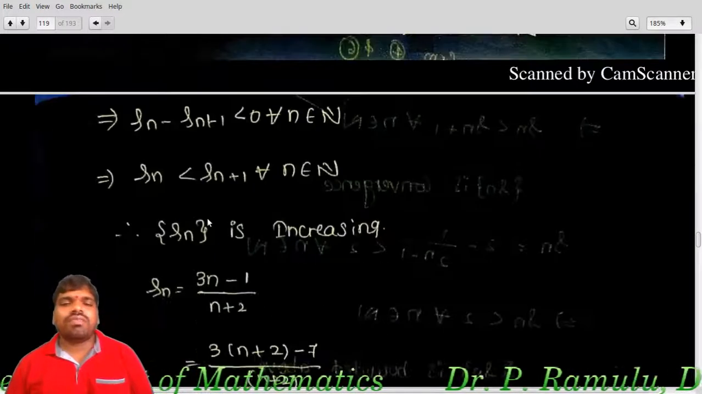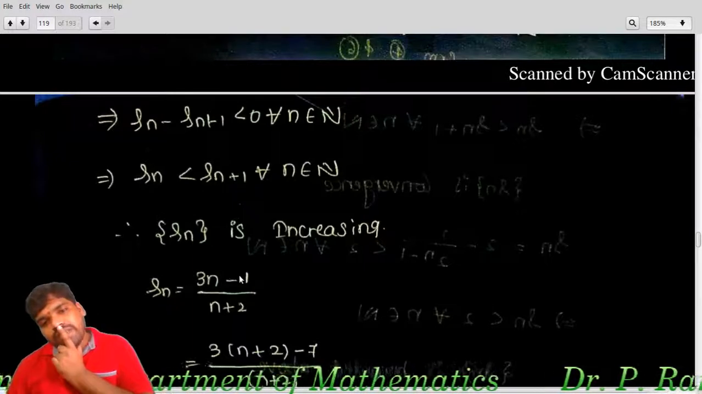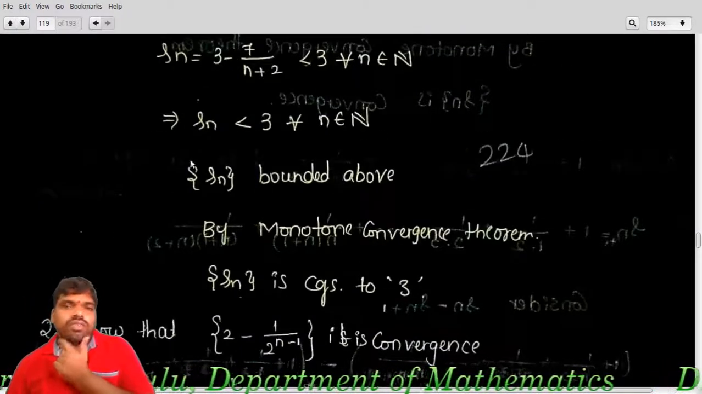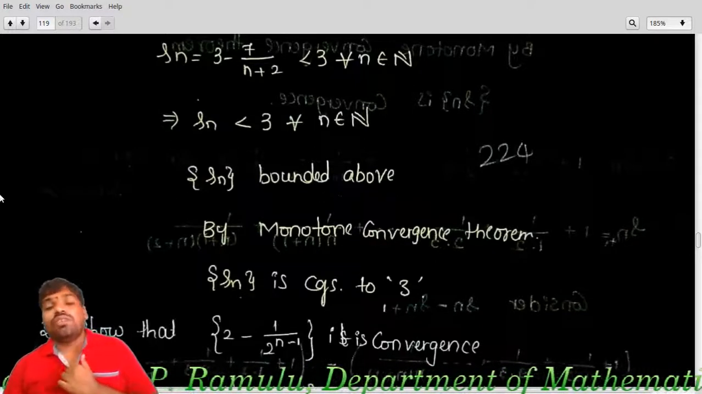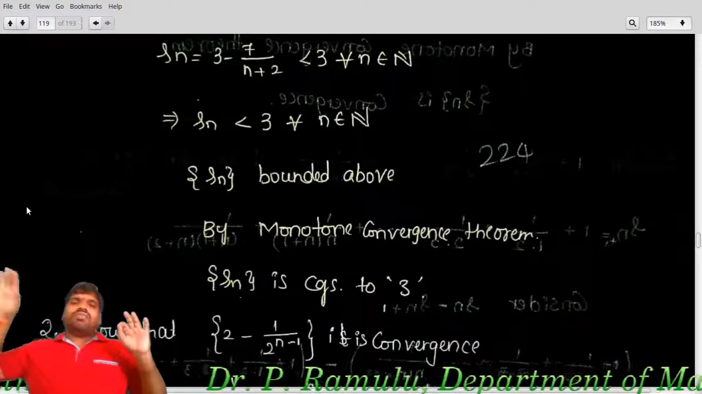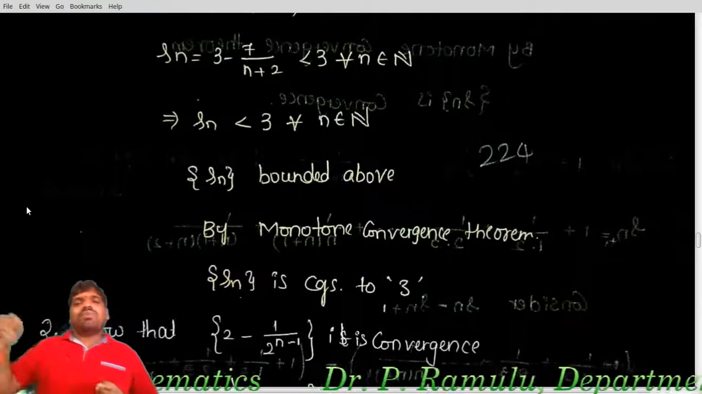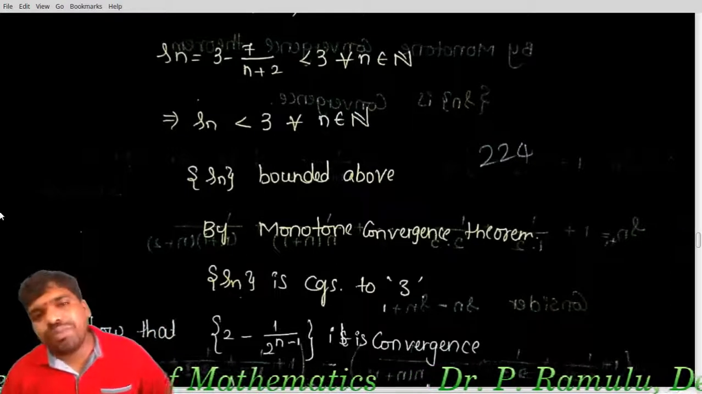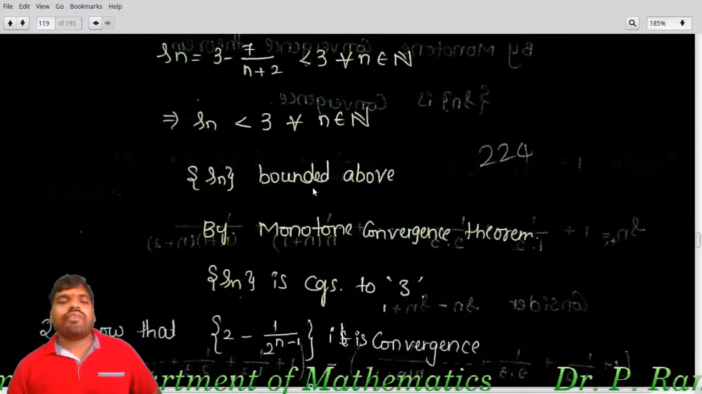What is S1? S1 equals 3 minus 1 by 3, that equals 2 by 3. So 2 by 3 is less than or equal to Sn, which is less than 3. Sn is bounded above. Another thing you can think: an increasing bounded above sequence is convergent. An increasing sequence which is bounded above is convergent by MCT. Sn converges to the supremum, right? Converges to 3 only.